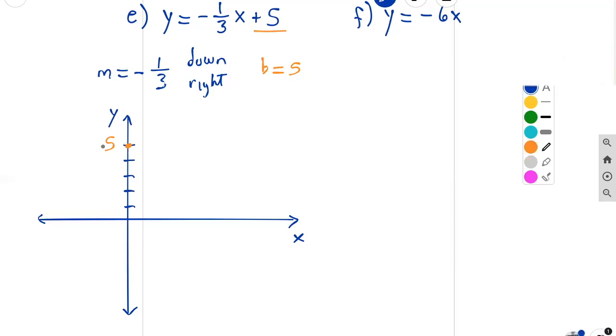So imagine 1 down from 5 takes you to 4, but then also go 3 to the right. 1 down, 1, 2, 3 to the right. Connect with a straight line, and there's your answer. There's a graph. Okay, that's y equals -1/3 x plus 5.